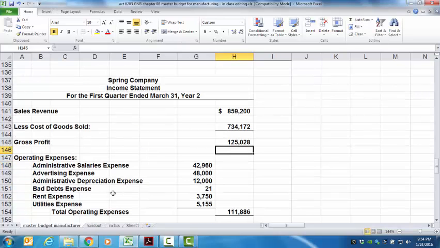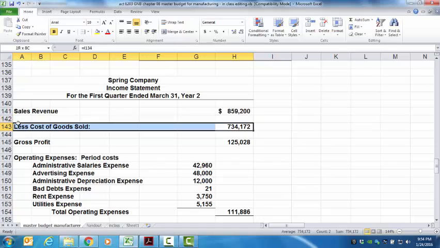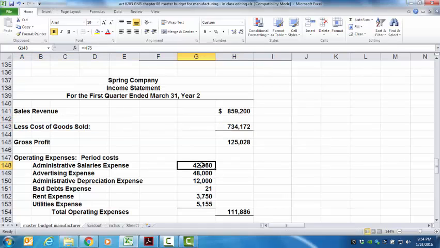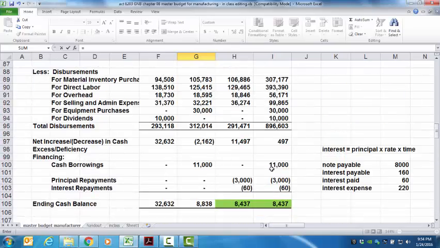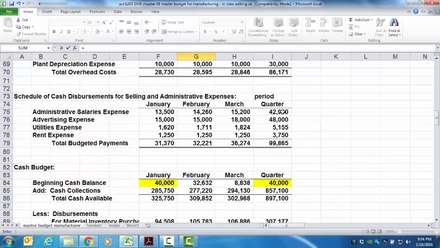Now, as far as these operating expenses go, some of these we've already dealt with. Recall, these are operating expenses. These are those period costs. The product cost has already been tracked in the cost of goods sold. So I want to go back to the cash disbursements for these costs and make sure that we get them on here. So let's go back and get the administrative salaries. That's $42,960.